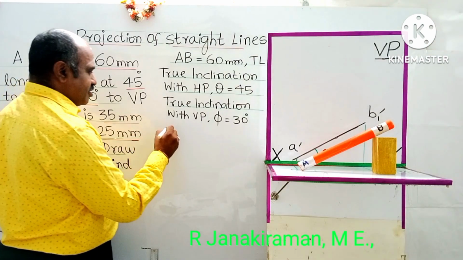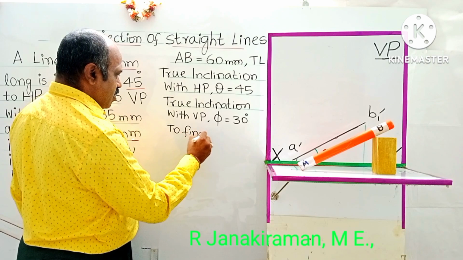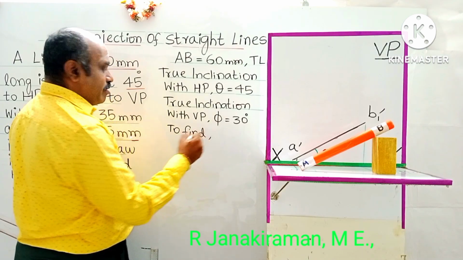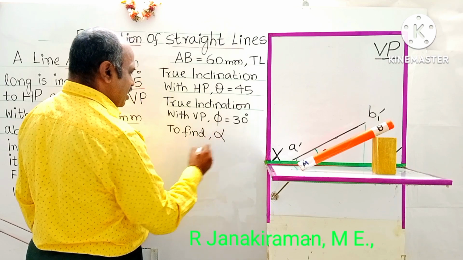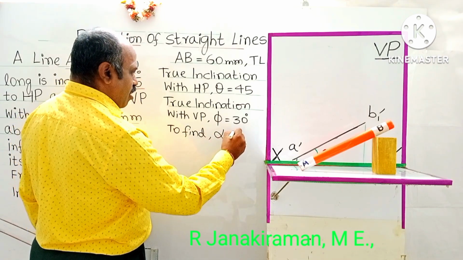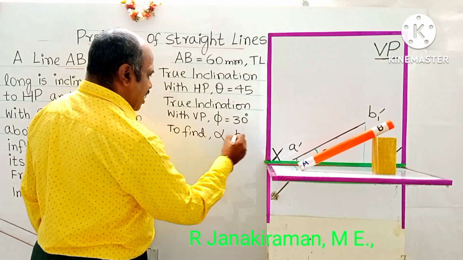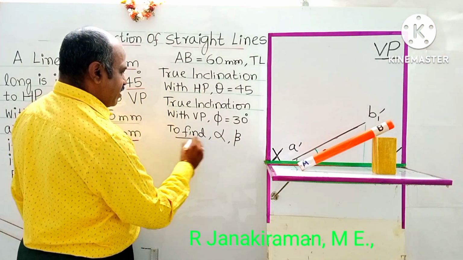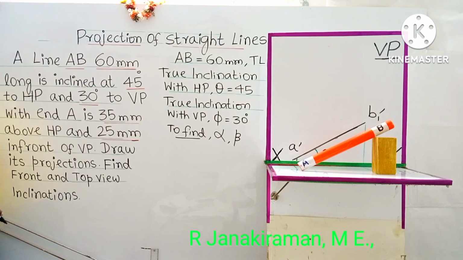Next, to find: the front view inclination is denoted by the term alpha. Alpha is the angle, and the top view inclination is denoted by the term beta. These angles we have to find out. Based on this data, we are going to draw the final front view and final top view, called projections. The name of the line is AB.